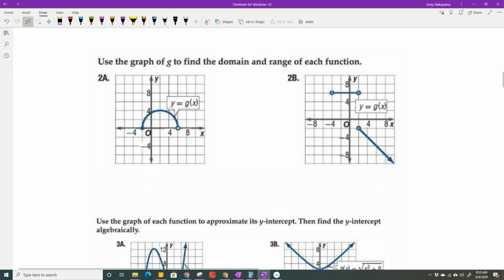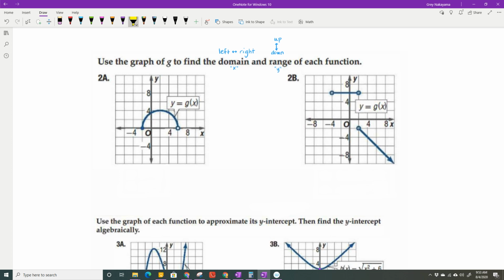Okay, so to continue, we are now going to use the graph of G to find the domain and range of each function. Remember, domain refers to our X, and when you're looking at a graph, you're looking at the farthest to the left and farthest to the right. Range corresponds to Y, so I'm looking at the farthest down, the lowest to the highest, or you're looking up and down on your graph.